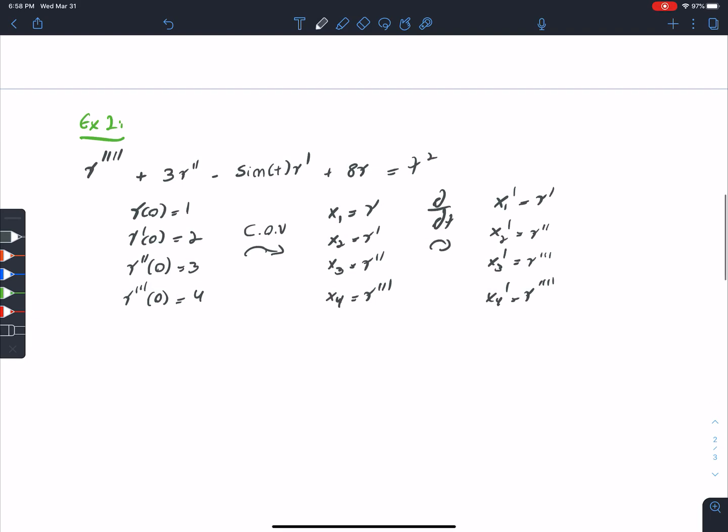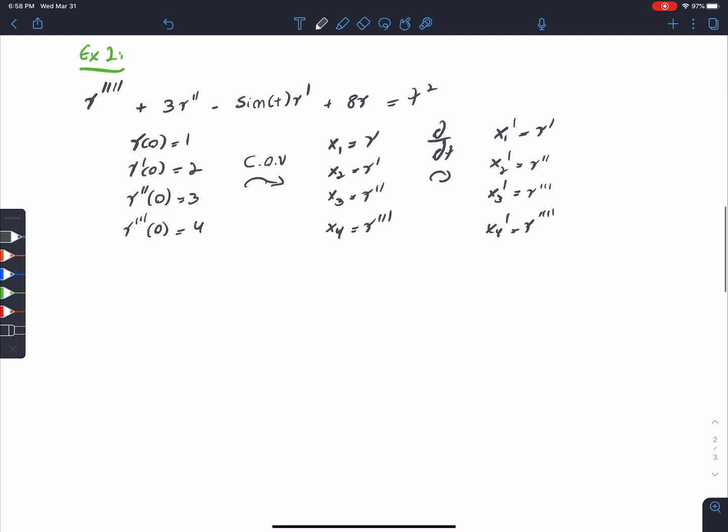Right, so we have now rewritten this ODE, which had 4 derivatives before, so it's not a first order ODE anymore. But now we have rewritten it into a system of first order ODEs.